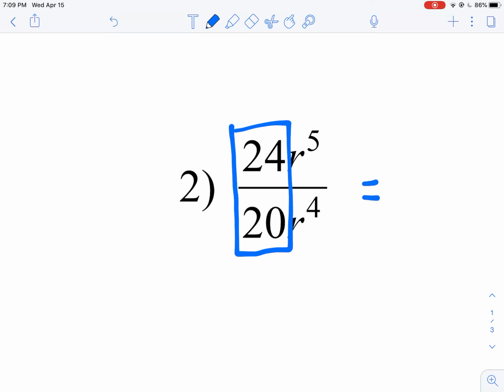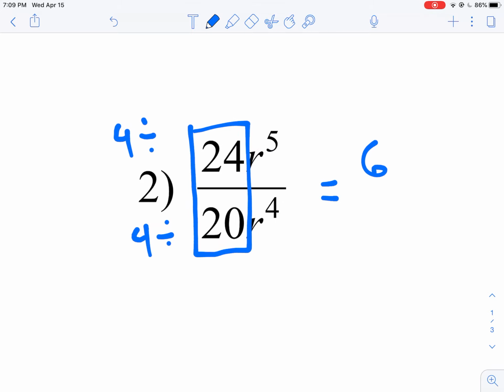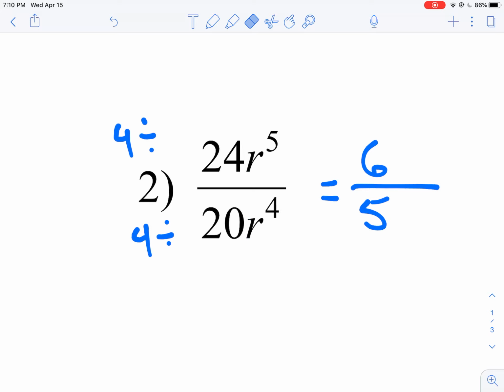What could I divide out of both of those? In this case, I could divide a 4. All right, so that gives me a 6 on top and a 5 on the bottom. And now we have to deal with the r's. Okay, so get rid of that. So we have r to the 5th, r to the 4th.